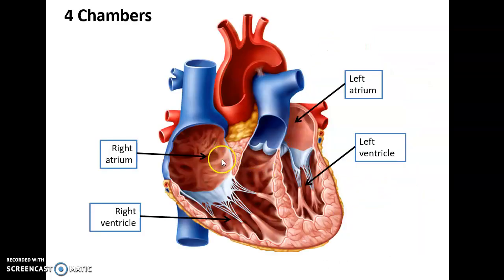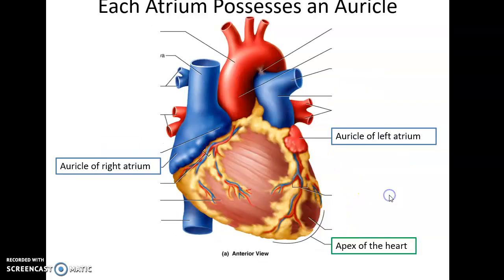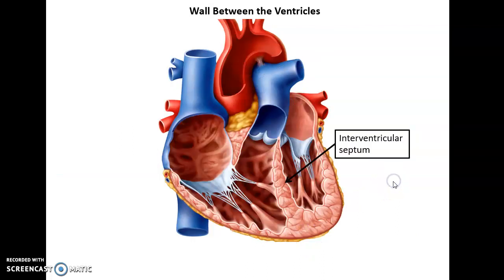The heart has four chambers: right atrium, right ventricle, left atrium, left ventricle. On the surface of the heart, you'd be able to see this little wrinkly flap. This is part of the right atrium. It's called the auricle. So this is the right auricle of the right atrium. And the left atrium has one as well. So this would be the left auricle of the left atrium. The point of the heart is called the apex.